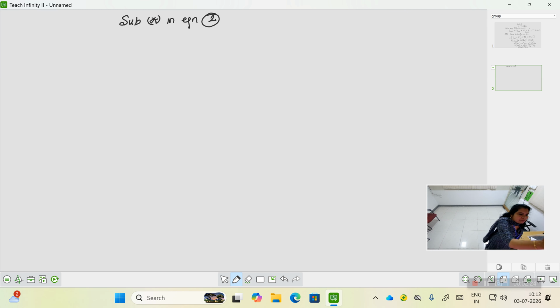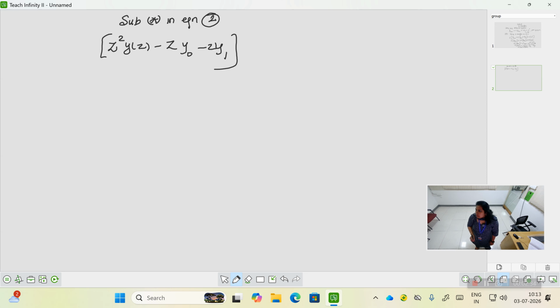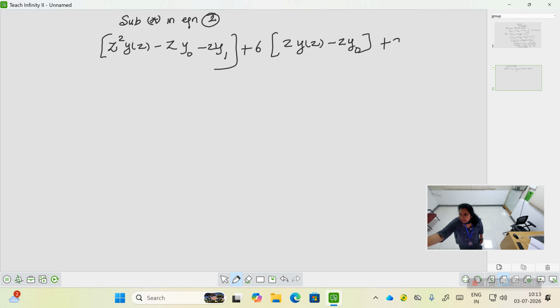So what do you get? Z square Y(z) minus z square y0 minus z y1, first term. Then the second term is 6 times z Y(z) minus z y0. The last term is 9 we have taken out, so Y(z). And this is the formula for the Z transform of 2^n: z by z minus 2.